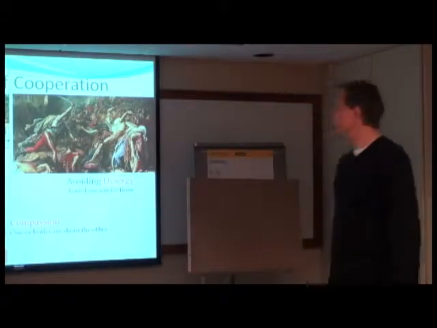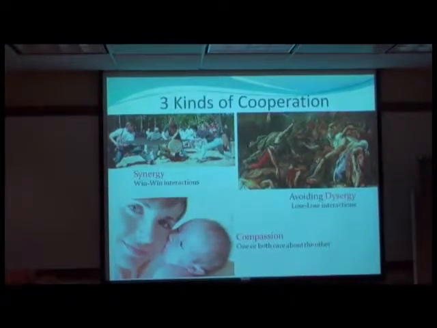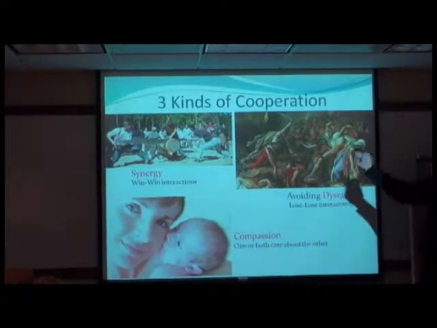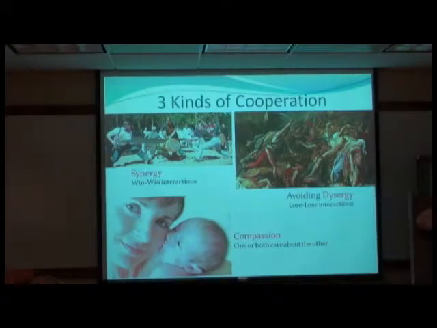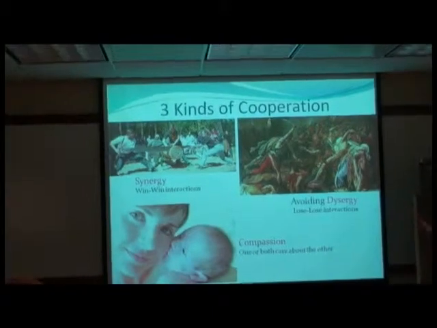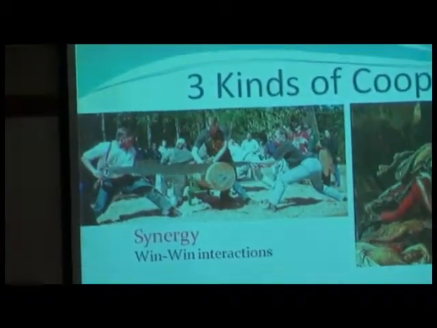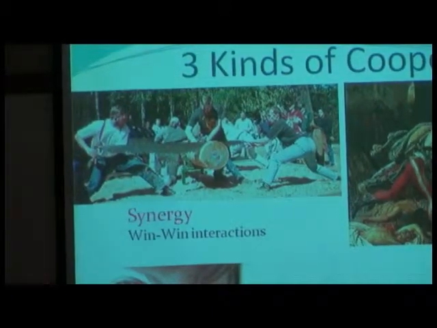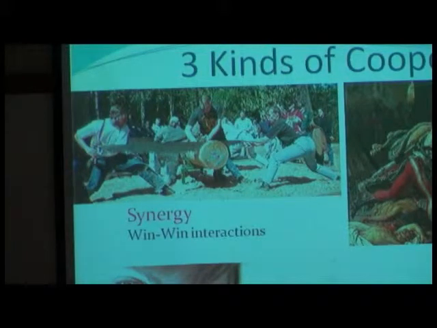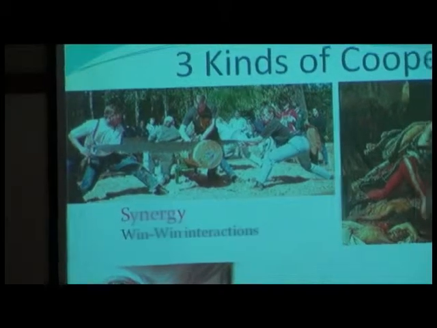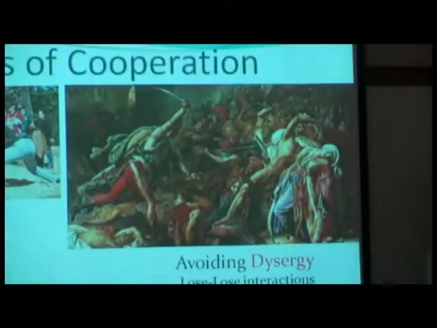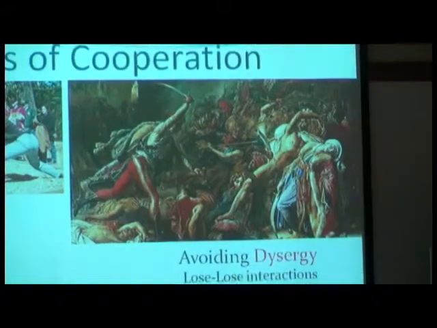Where does cooperation come from? Well, there are three basic ways that you can have a cooperative interaction. The first is synergy, and that's two entities which are working with each other in a way that helps each of them do better than if they weren't working with the other person. Just as a simple example, two loggers on a saw working together can cut much more effectively than either on their own could.